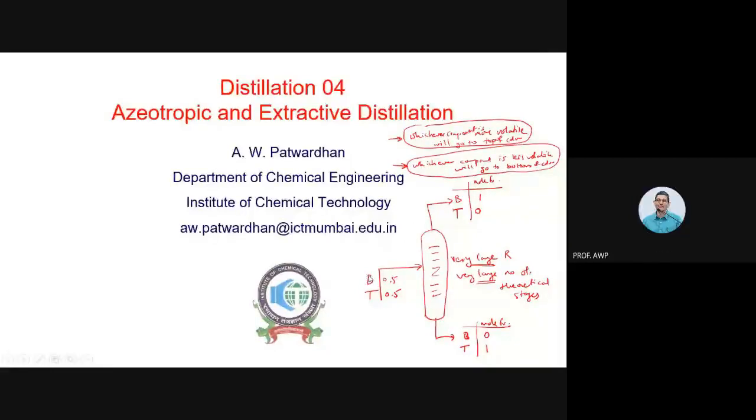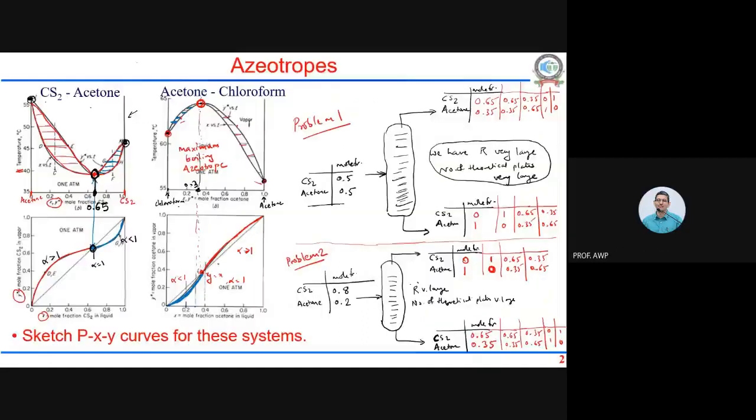Okay, excellent. Now you seem to be talking. Now you tell me that in this particular case, which is more volatile: CS2, acetone, or the azeotrope? Sir, below 0.65 CS2 is more volatile and above 0.65 acetone is more volatile.